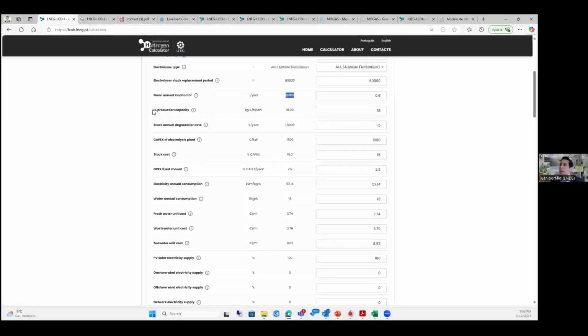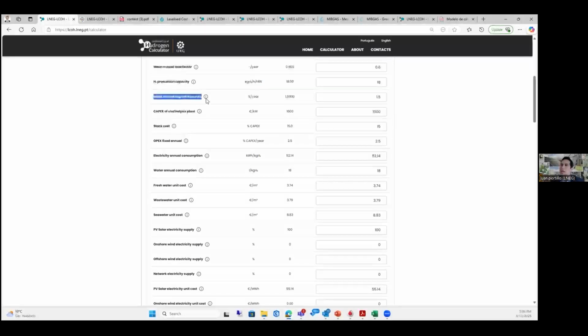So we have the production capacity in kilograms per hour per every megawatt that is normally stated in the data sheet of the manufacturers. If it is not stated in megawatts, maybe they give you the whole amount, but you can transform it just by dividing by the number of megawatts.